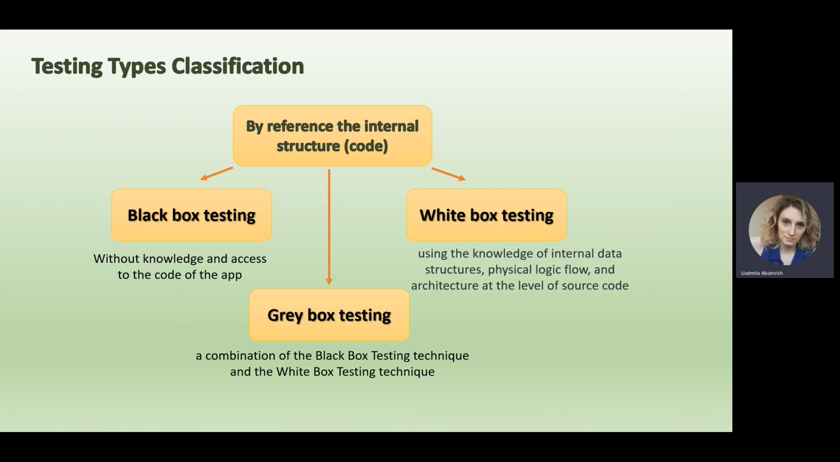So by access to the code of the application, it can be black box testing: no access to the code, no knowledge of the code, just the position of final users. Mostly, manual testers use this testing type. White box testing means that you've got appropriate knowledge of the internal logic of your application and you've got access to its code. Gray box testing is a mix of black box and white box testing, and it means that you've got partial knowledge of the internal structure or partial access to the code.